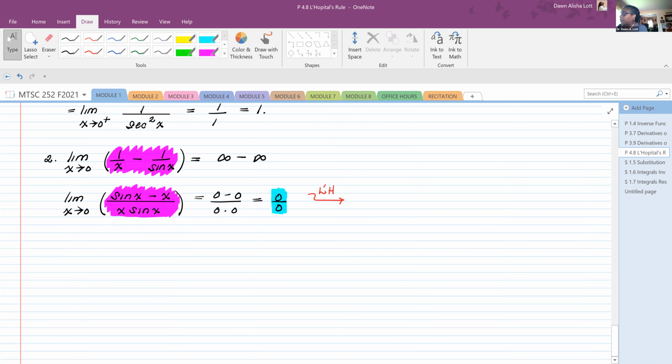Okay, so now I'm doing it. Now that I know that I have 0 over 0, I'm going to go ahead and take the derivative. It doesn't look quite fun because the derivative of the denominator is a product rule, but it's doable. So in the numerator, derivative of sine is cosine x, and derivative of x is 1. And in the denominator, I have to use a product rule. So I get the derivative of the first times the second, plus the first times the derivative of the second.